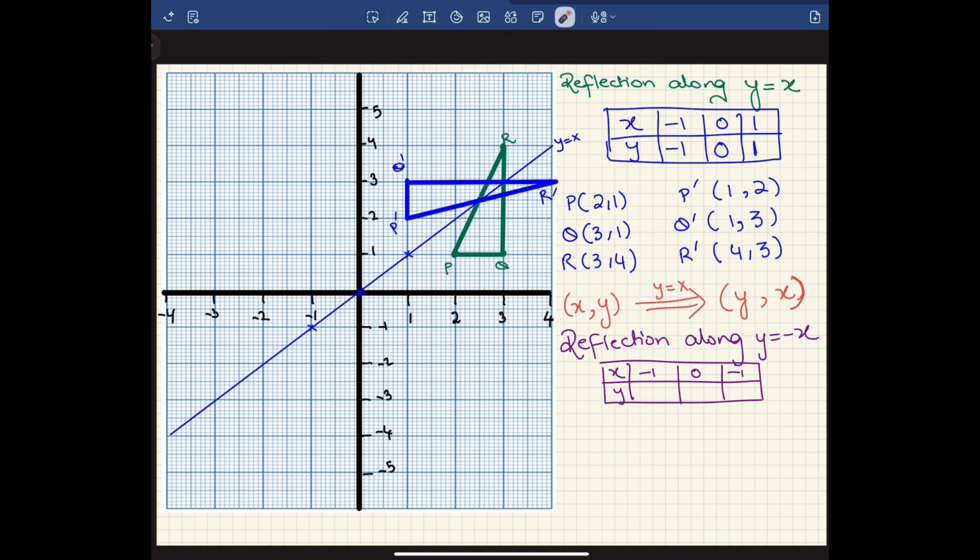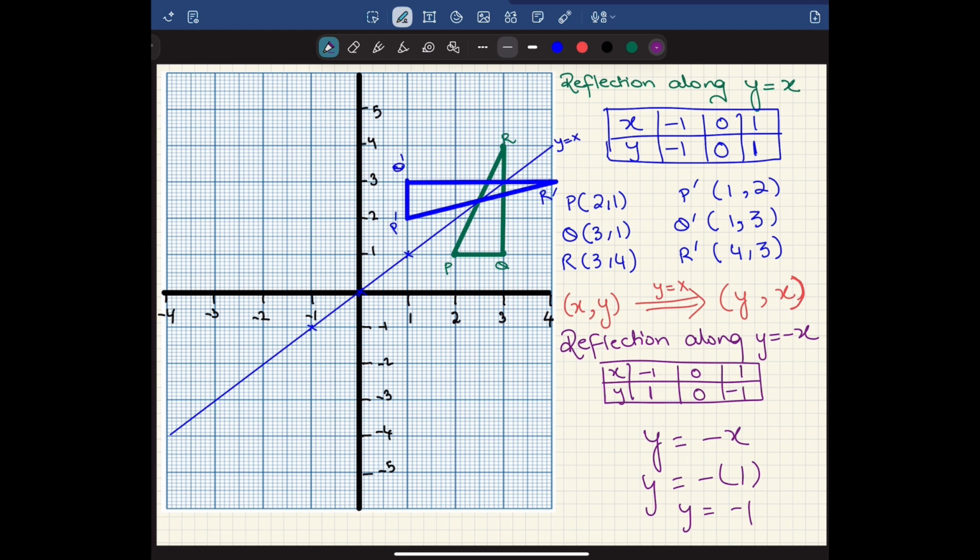So if X is negative 1, Y is negative X. If X is negative 1, Y will become negative, negative, positive, so Y will become 1. So if X is negative 1, Y is 1. If X is 0, Y is 0. And if X is positive 1, Y is equal to negative X, so Y will be negative 1.